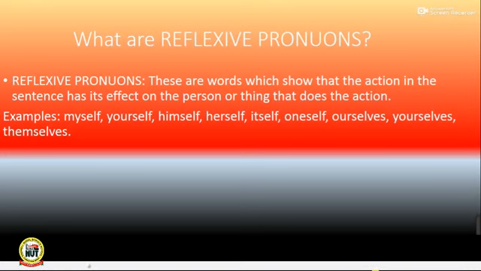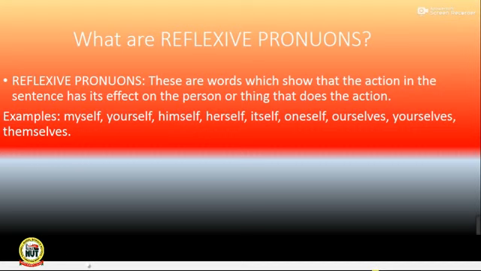Now, let's see, what are reflexive pronouns? Reflexive pronouns are words which show that the action in the sentence has its effect on the person or thing that does the action. What it simply means is, if Teacher Francis has done his homework, this action reflects on Teacher Francis. Yes, he did his homework by himself. It simply means that it was Teacher Francis that did his homework and nobody else helped him. Now let's look at the examples. We have myself, yourself, himself, herself, itself, oneself, ourselves, yourselves, themselves.